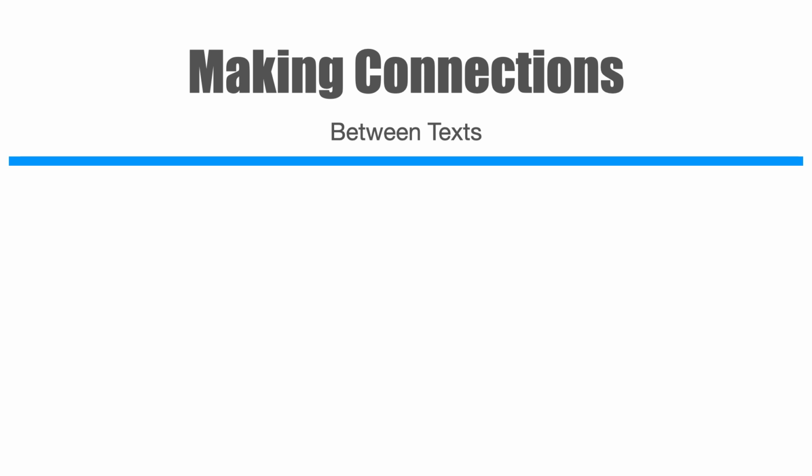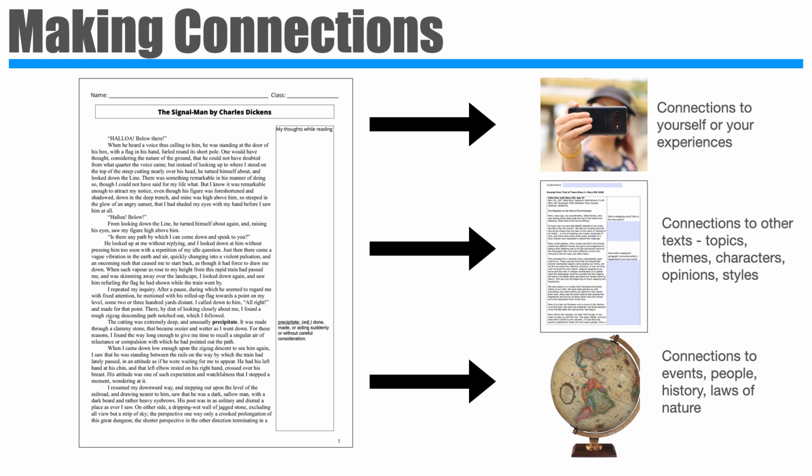In this video, we will talk about making connections between texts. One of the ways we deepen our understanding about something we read is by making connections. There are three broad categories of types of connections we can make. The first is text-to-self connections.